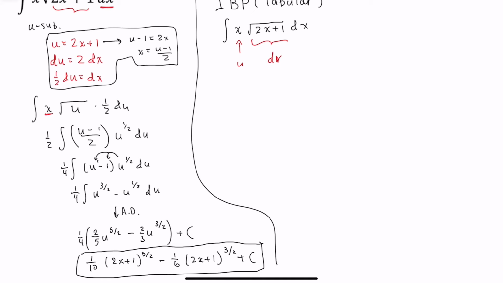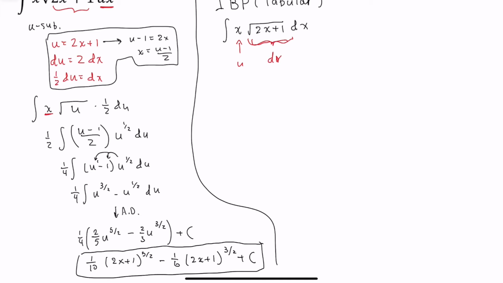And the reasoning here is because, and by the way, dv is the entire radical, not just the inside, but the entire thing. And the reasoning here is that the derivative of what we're letting u be, x, has a derivative that's eventually 0. The derivative of that square root will never be 0.